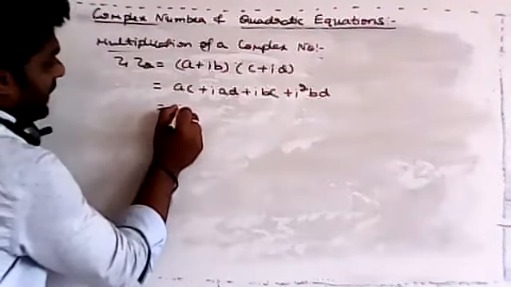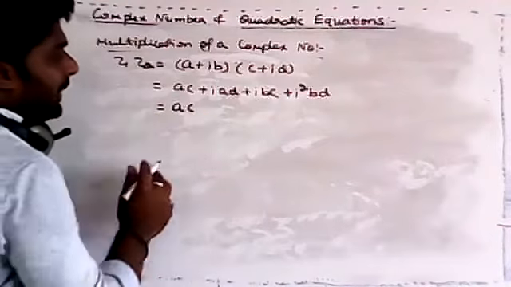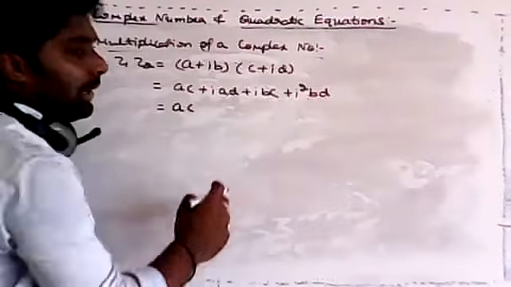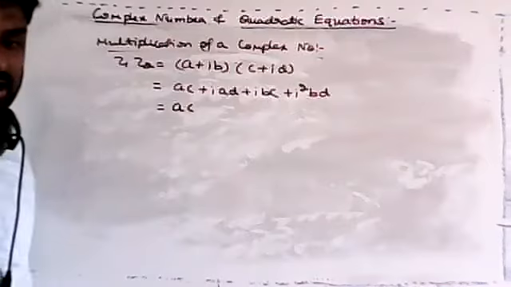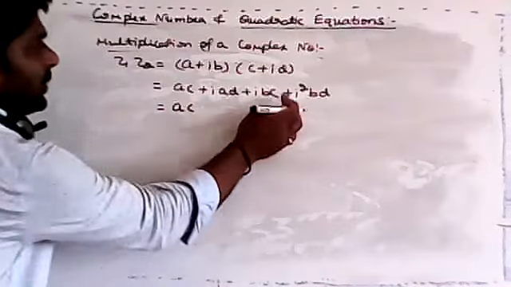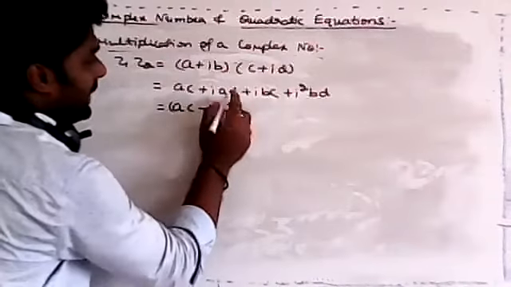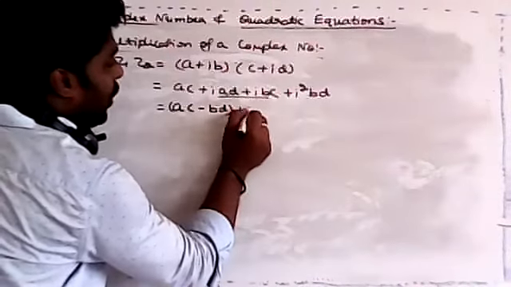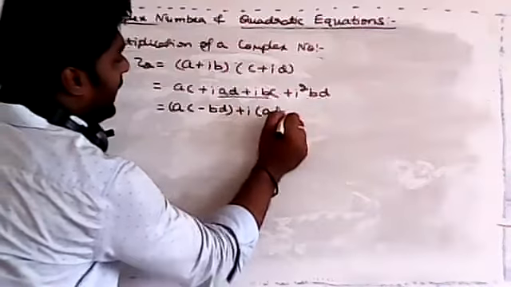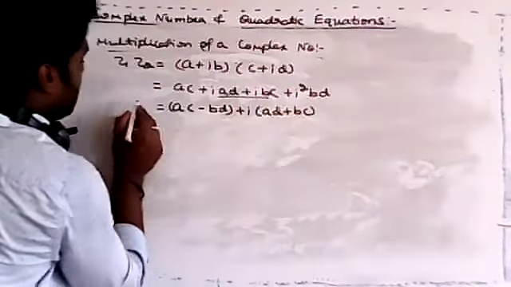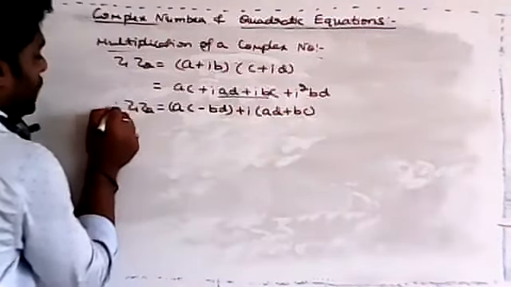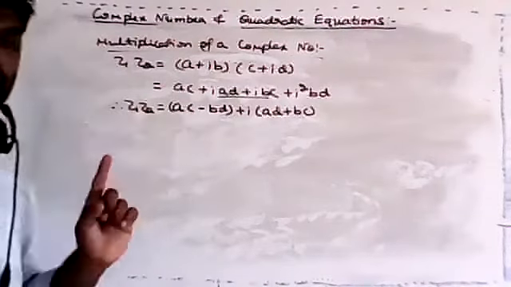Now you can check here. This is ac, I will write. Here i square means what? What is the i square value? I square value is minus 1, no? So can I write this one as ac minus bd? And in these two, I'm taking i common, remaining is what? ad plus bc. This is z1 into z2. Clear? Clear this one? What I'm telling? So z1 into z2, you have to write like this.